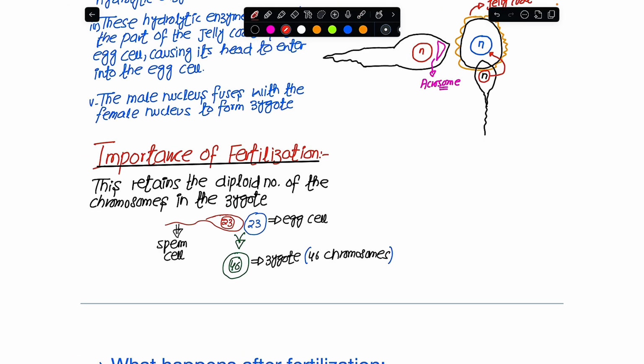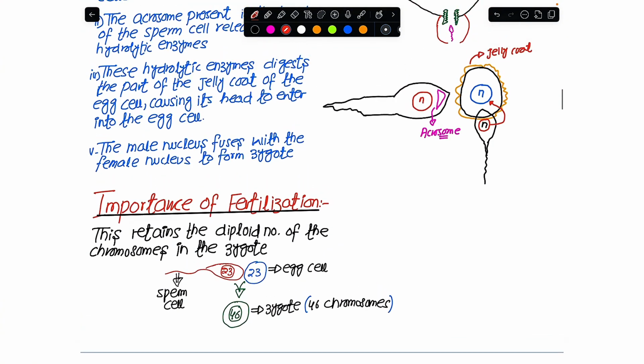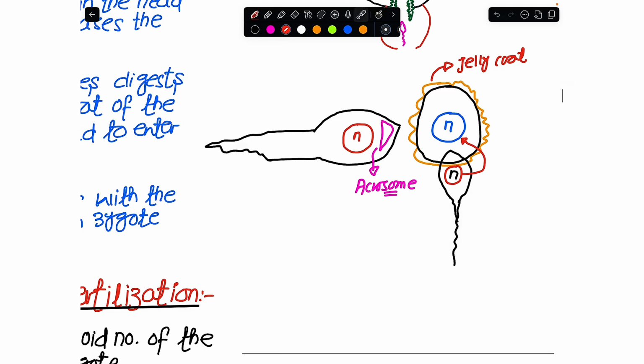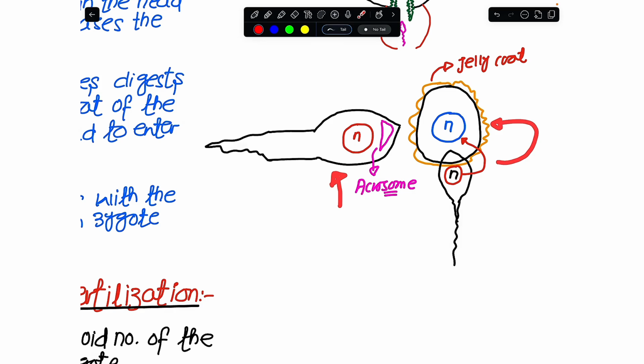Now what we need to look at is, okay fine, the fertilization has happened, then what would be the post-fertilization event? The idea is that we only want one sperm cell to fuse with the egg cell so that the diploid number of chromosomes must be retained. More than one sperm cell would not be allowed to fuse with the egg cell, because in that way the number of chromosomes would get disturbed, and this is something we don't want.